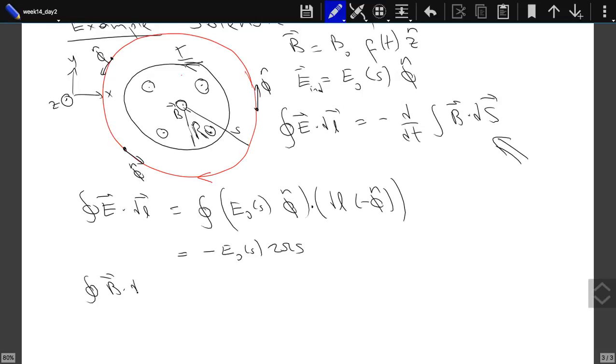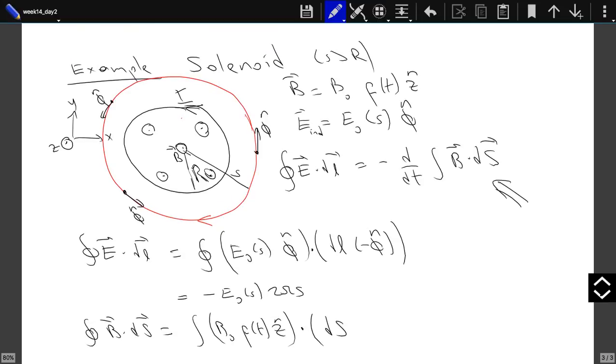Well, let's calculate B dot ds. This will be equal to B0 f of t in the z hat direction. Well, ds is, let's say, its magnitude. What is the direction of ds? It's in the minus z direction now. You see, to determine the direction of ds, you have to use the right-hand rule such that your fingers curl in the direction of your loop. Then your thumb is in the direction of ds. So ds is in the minus z direction.